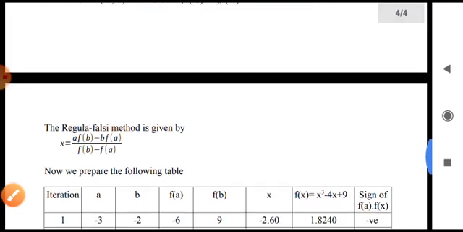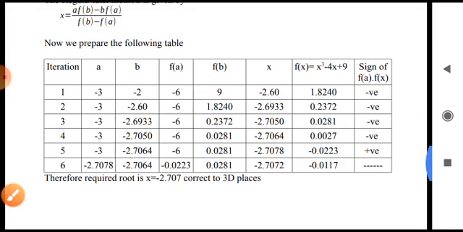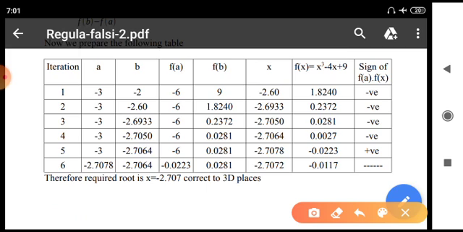With this, we write the formula. The regula falsi formula is given by x equal to a into f of b minus b into f of a, whole divided by f of b minus f of a. Now we prepare the table. First step, a is minus 3, b is minus 2, f of a is minus 6, f of b is 9. With all these values, if we calculate x, we will get it as minus 2.60. If we get f of x, that is f of minus 2.60, we get it as plus 1.8240.